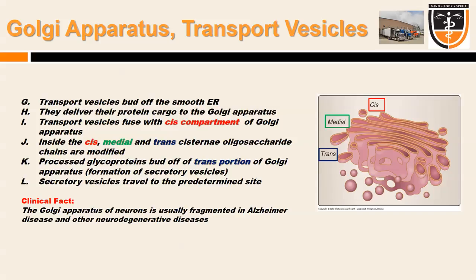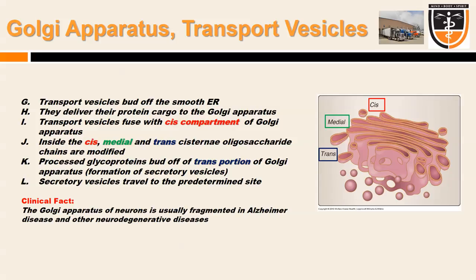The transport vehicles that are detached from the smooth endoplasmic reticulum will fuse with the cis end of the Golgi apparatus. The cis end is the end towards the nucleus. Now they will be transported through the medial end and the trans end of the Golgi apparatus. And inside, these proteins will be modified, okay? They will be modified, processed, and matured. And now they will pop out at the surface of the trans end of the Golgi apparatus that is facing the membrane.